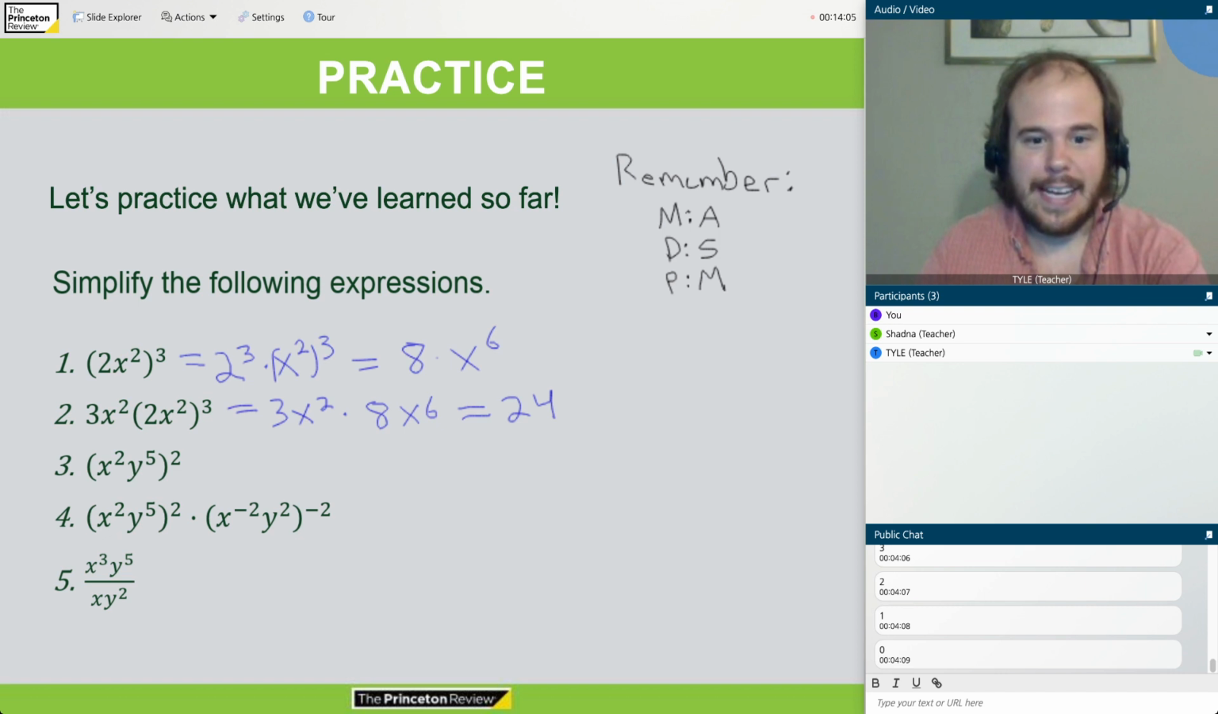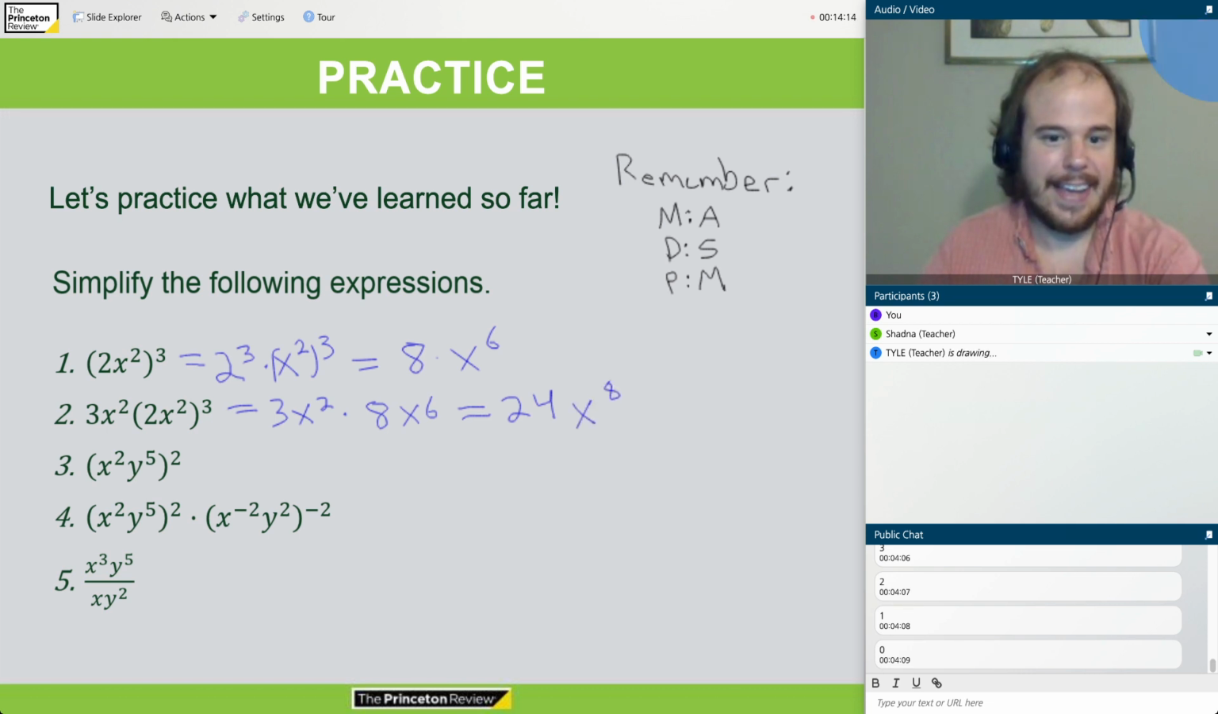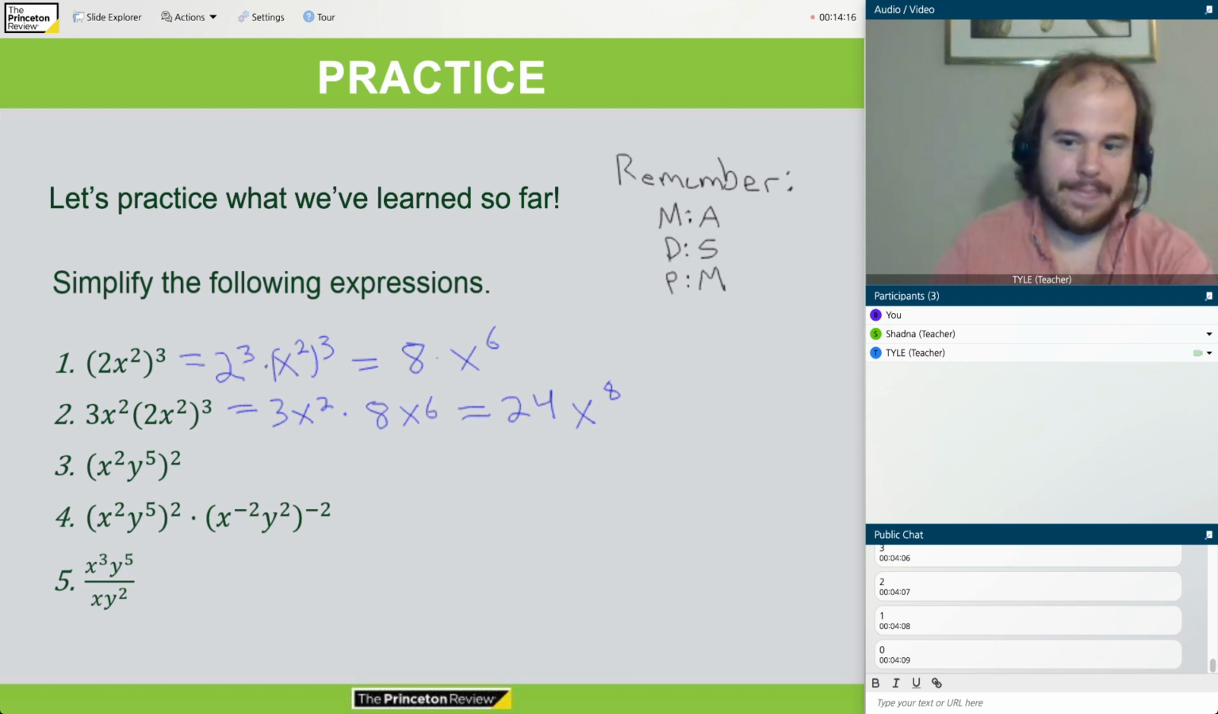x squared times x to the 6th. We're multiplying two expressions with exponents, and so we add the exponents together. 24x to the eighth. Okay.